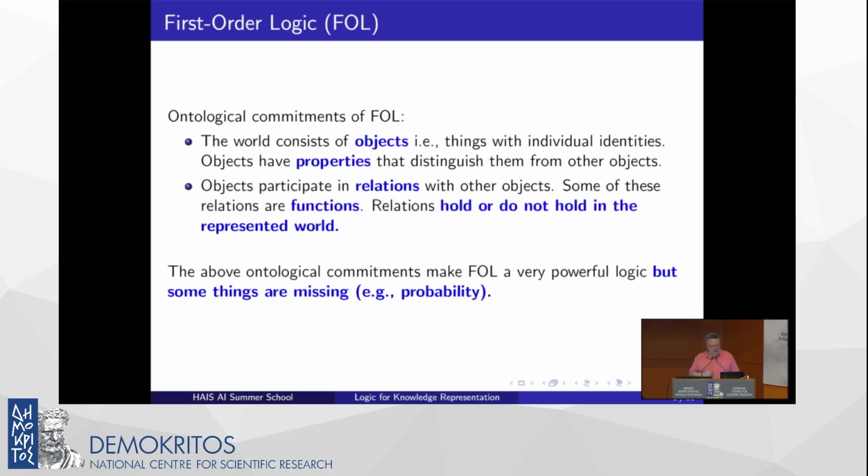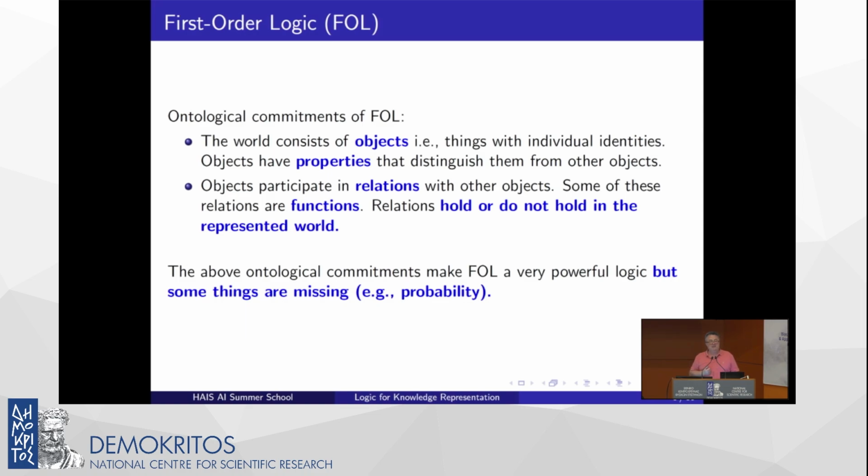Very straightforward. So what are the ontological commitments of first-order logic? If we want to use first-order logic to do knowledge representation in a domain, for example, the domain of summer schools, let's say, then we assume immediately that the world consists of objects. One object, for example, is the speaker Manolis. Another object is the talk of Manolis. Another object is this lecture hall, okay?